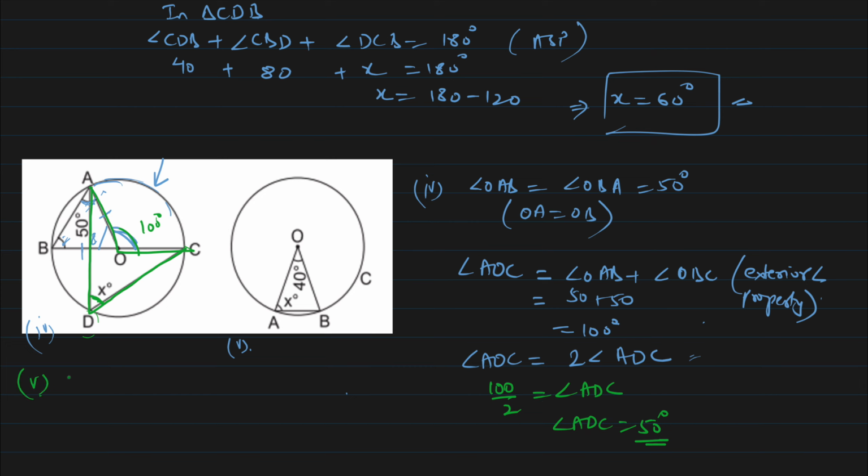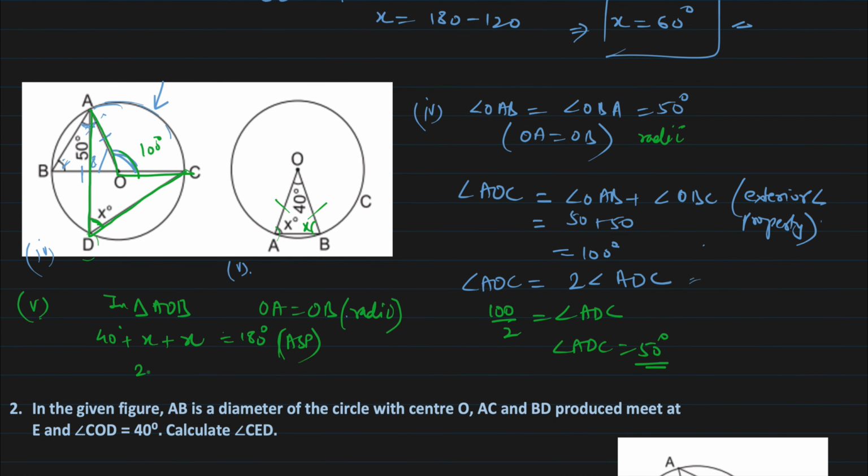Now move to the fifth part. Same thing we will be using. In triangle AOB, OB equals OA, both being radii. So again, it's an isosceles triangle here also. Yes, students. So 40 plus x plus x, as these two angles will be the same, is 180 degrees by the angle sum property. So I'll get 2x equals 140, so x comes out to be 70 degrees. So this part is also done, students. I hope it's clear.